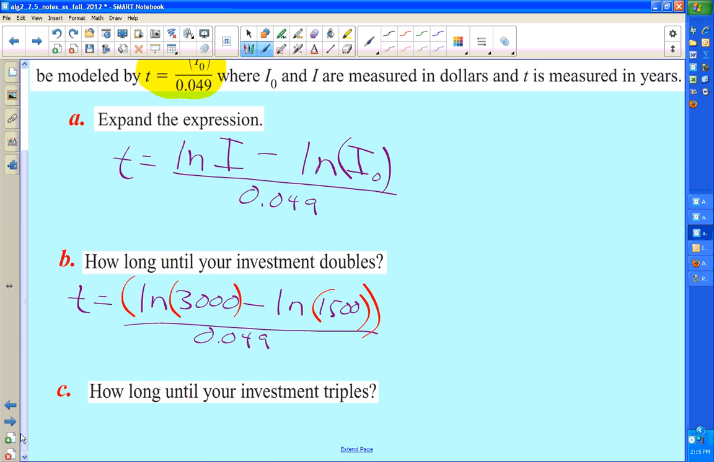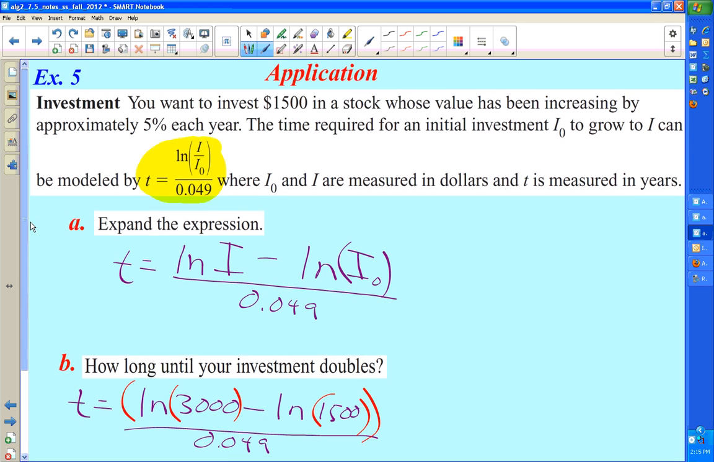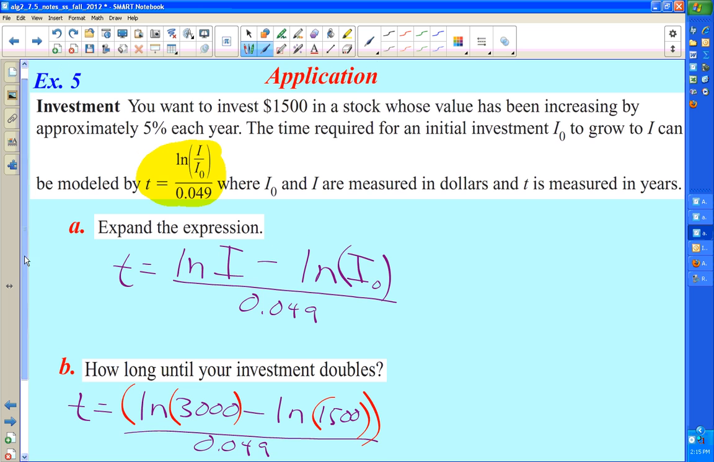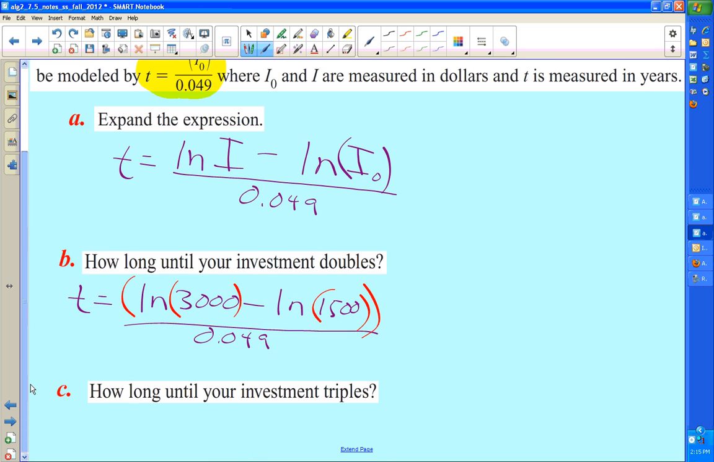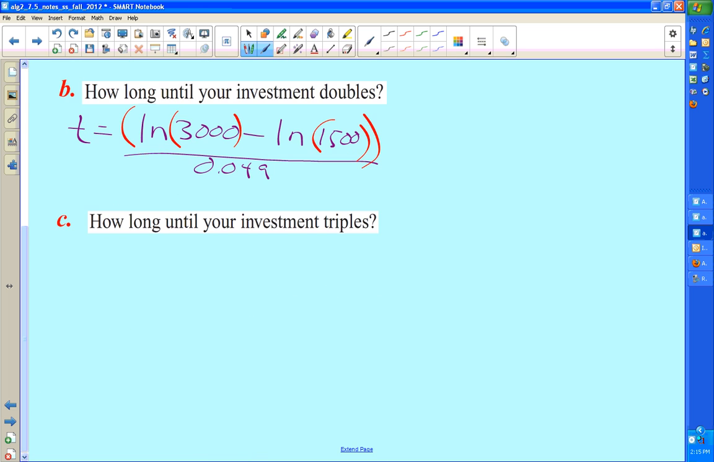So natural log of 3,000 minus natural log of 1,500, divided by 0.049. I want to say we're going to go 14 years, a little more, 14 and a half. Double your money.